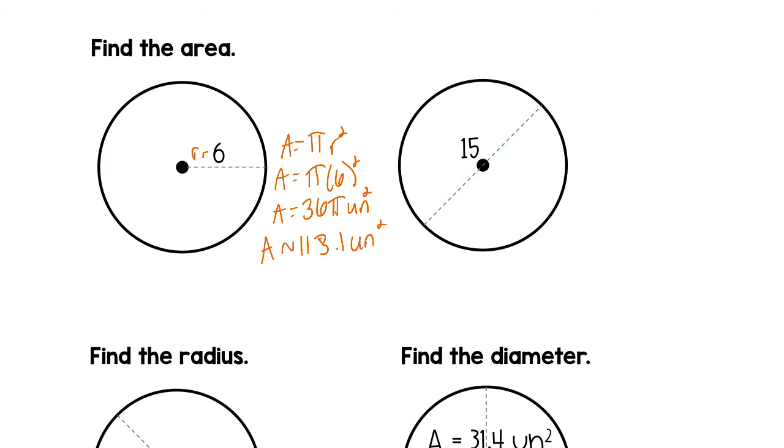Now it looks like we're given the diameter instead of the radius. So to find the radius, the diameter is 2 times the radius. So 15 equals 2 times the radius. Divide by 2. Our radius is 7.5. The area is pi times 7.5 squared. That means it's 56.25 pi units squared, or about 176.7 units squared.